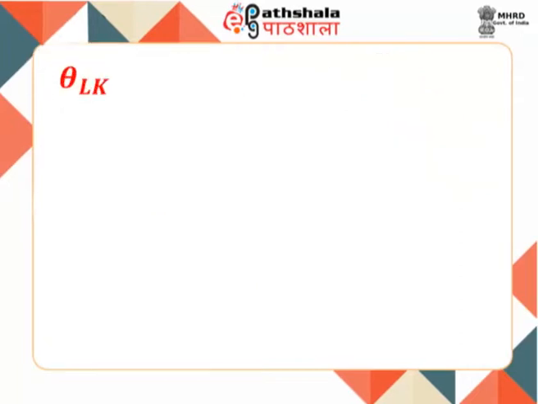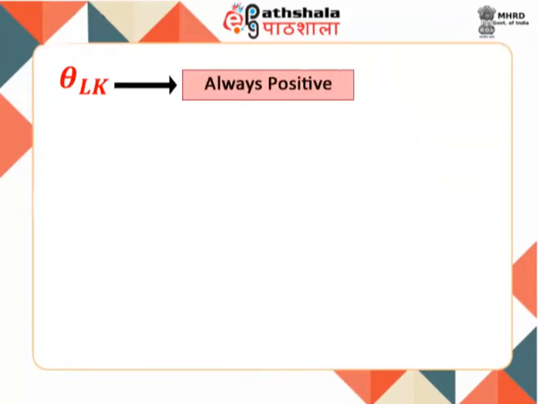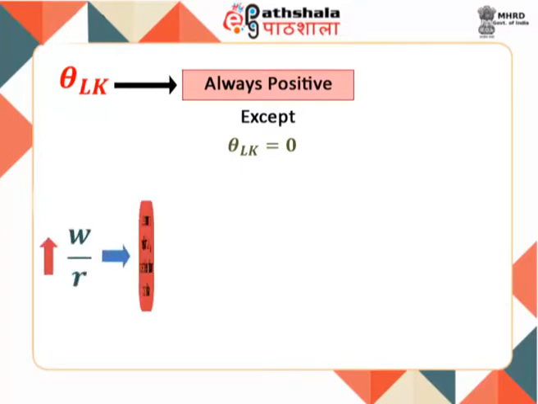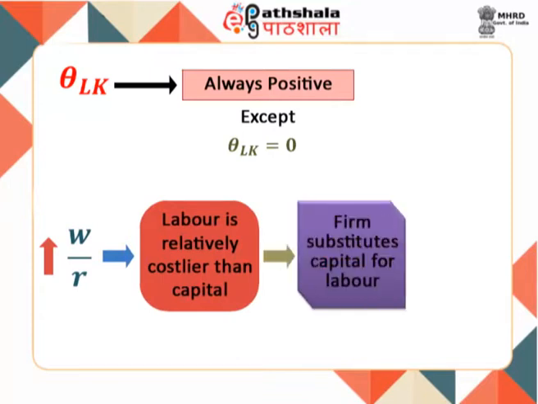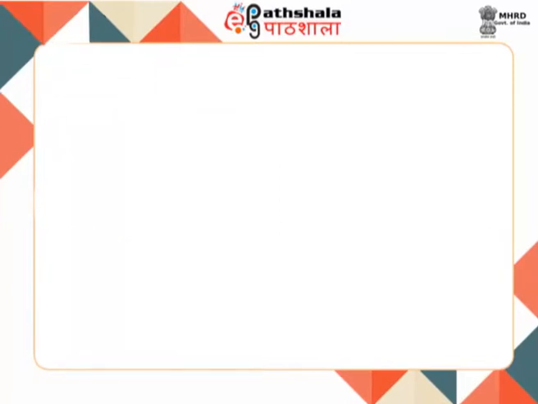The sign of theta LK will always be positive except when theta LK is equal to 0, as the numerator and denominator change in the same direction. This implies that if W by R increases, labor is relatively costlier than capital, and the firm, therefore, substitutes capital for labor, leading to increase in K by L. The values of theta LK lie between the range from 0 to infinity.